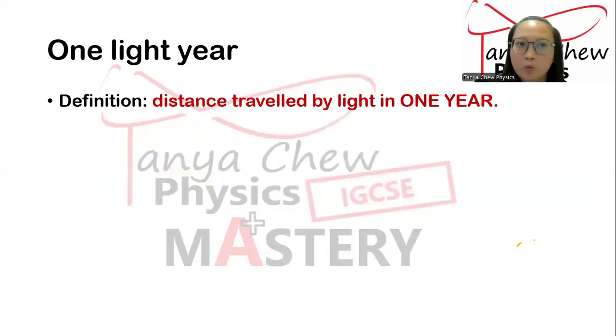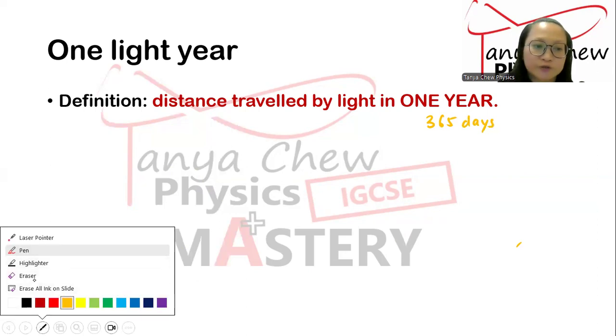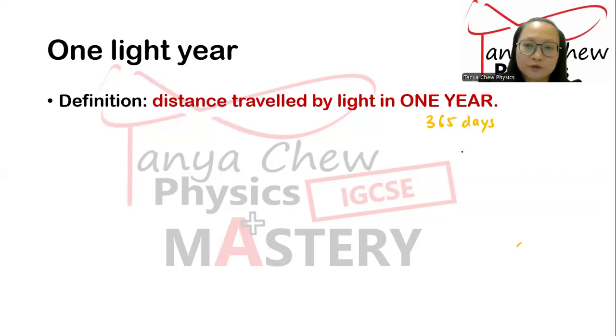So one light year, the definition is the distance that is traveled by light in 1 year. 1 year you have 365 days, remember, right? You have to convert to seconds. How to convert to seconds? 365 days, 1 day you have 24 hours, 1 hour 60 minutes, 1 minute 60 seconds. Remember that if they want it in seconds.